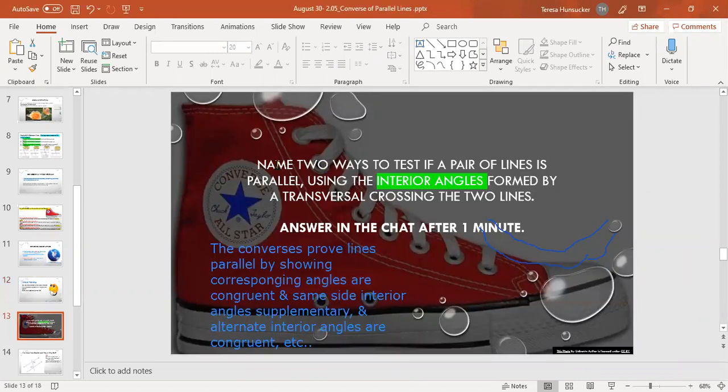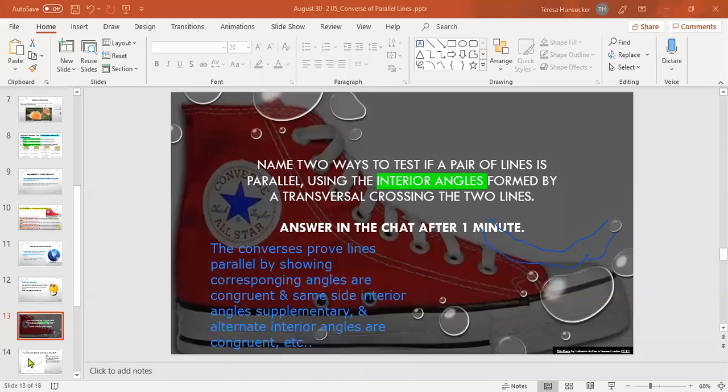Name two ways to test if a pair of lines is parallel using the interior angles formed by a transversal crossing two lines. No, not parallel lines. We're trying to prove that. So think about the interior angles that we mentioned. They're same side interior and alternate interior. In order to prove the lines parallel, alternate interior angles must be congruent. Same side interior angles must be supplementary. Okay?